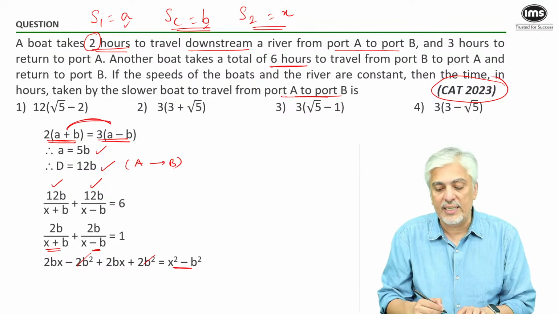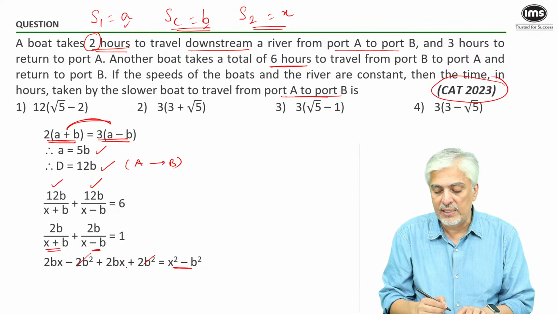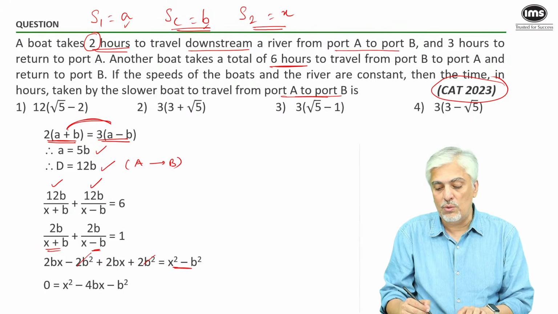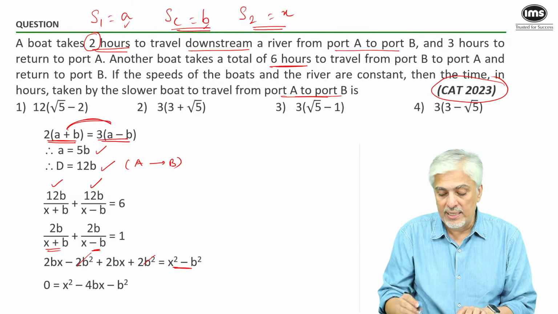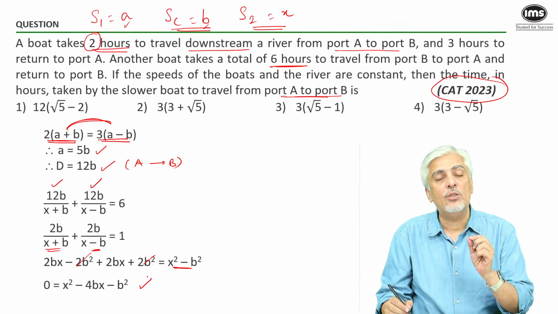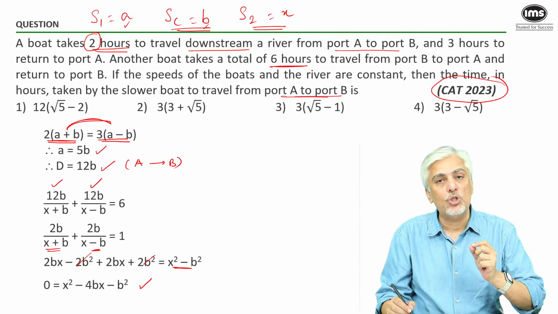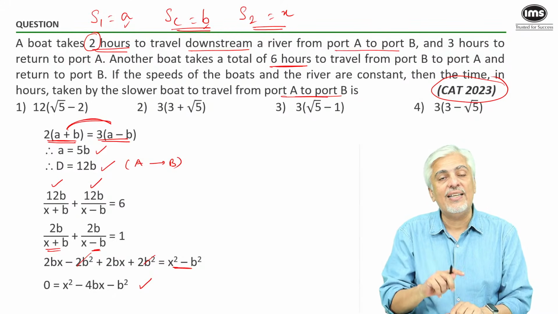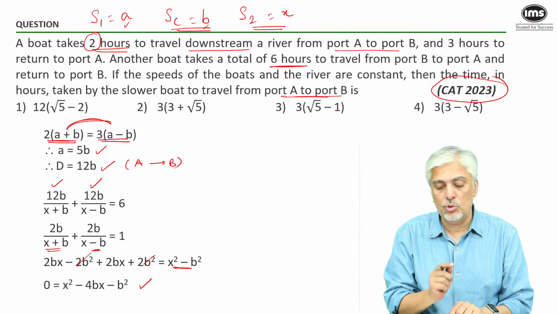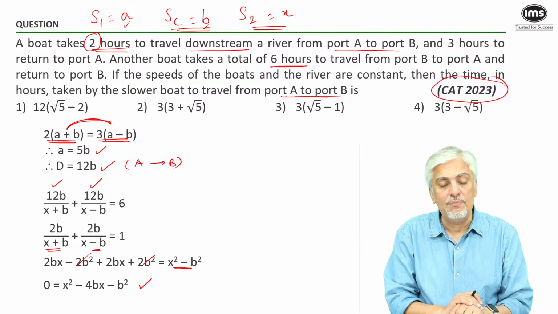Let's form the quadratic properly. We will have a 4BX. 4BX is equal to X square minus B square. So, we will get 0 is equal to X square minus 4BX minus B square. Now, this is a quadratic where there are two variables. So, which means if I solve for X, now listen to this very carefully. If I solve for X, I will get X in terms of B. So, in short, I will get a relation between X and B.